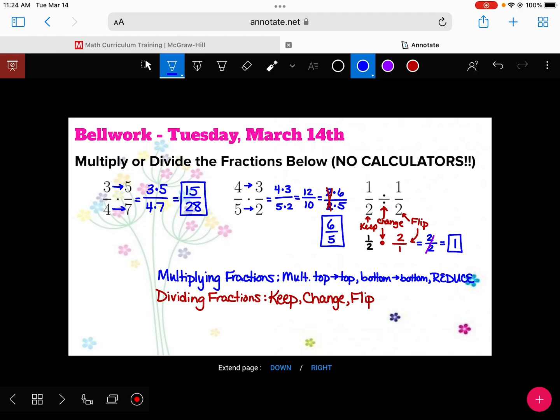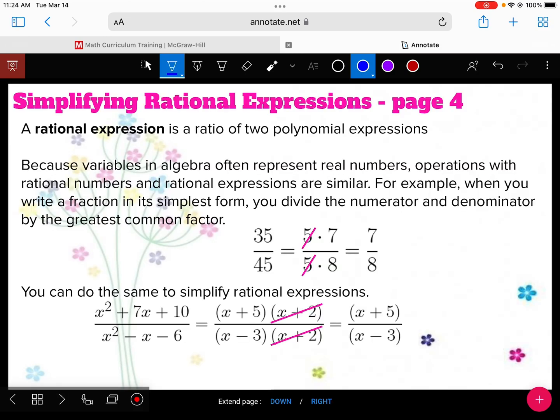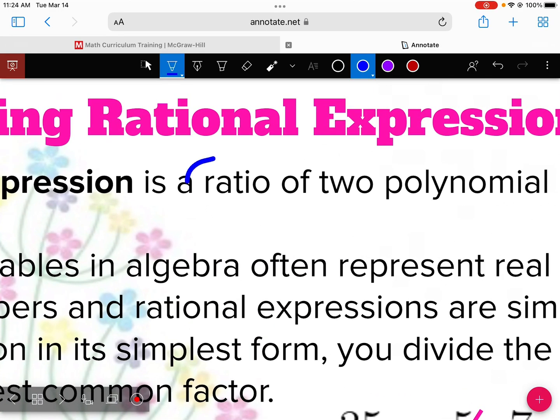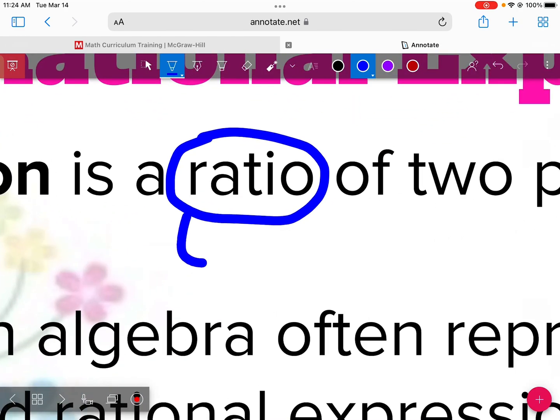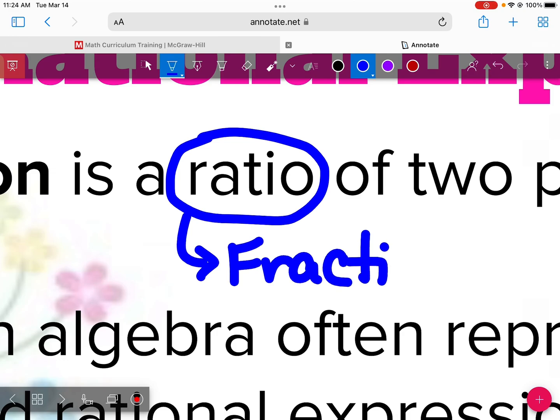Okay. So we don't use our book anymore, right? Yeah, page 4. Should look like this right here. We're going to learn how to simplify rational expressions. A rational expression is a ratio of two polynomial expressions. A ratio is also a fraction. Ratio, fraction, proportion, those are all usually used interchangeably.